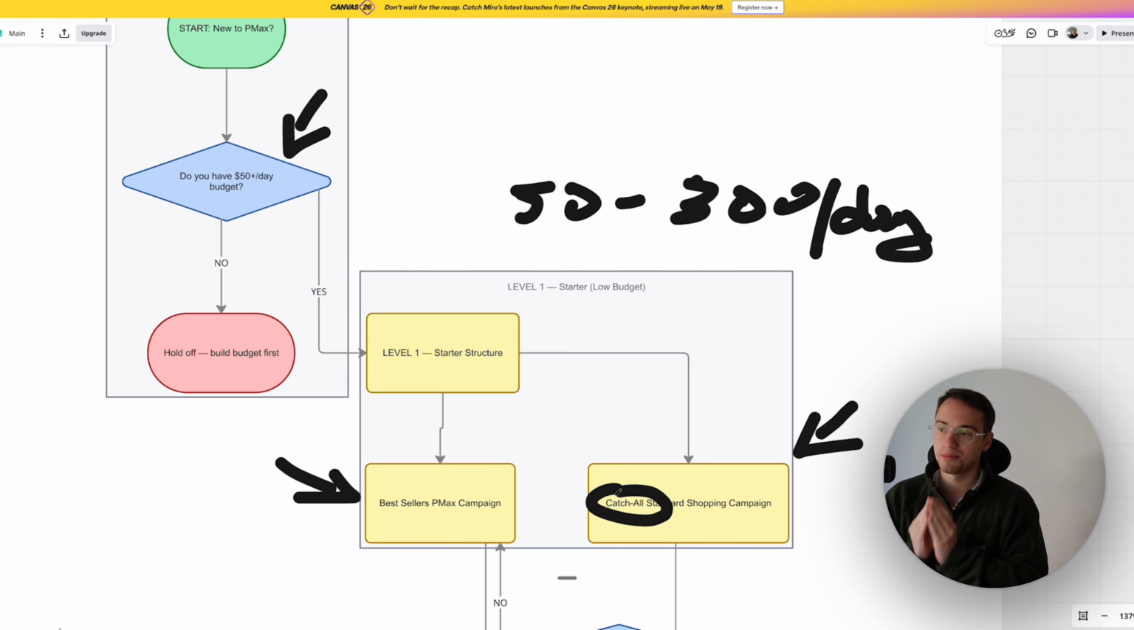Super important again: in the bestsellers PMAX, make sure these are your top products. Don't go beyond your top 2 or 3 products, to be honest. This is level 1. I think you can confidently get to $300 a day. Again, things change slightly on a more nuanced level.